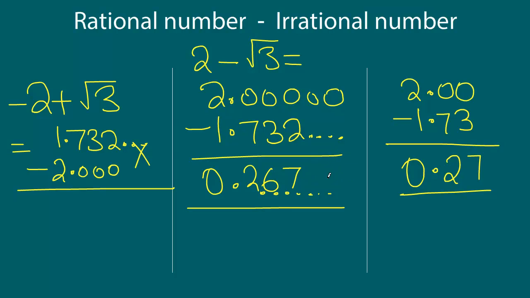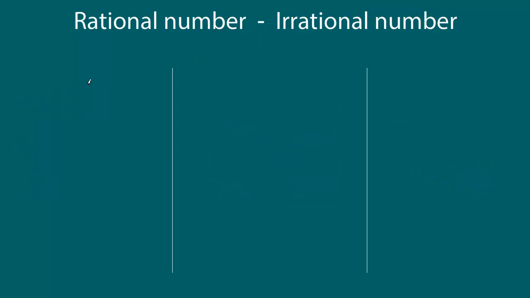Let's take a look at one more example before we wrap up. How about we do square root 3 minus, say, 2 by 5? 2 by 5 is a rational number and square root 3 is an irrational number.